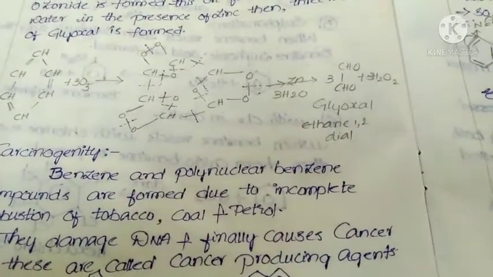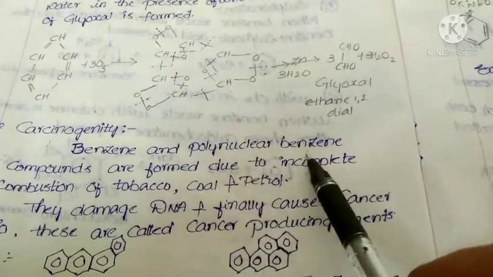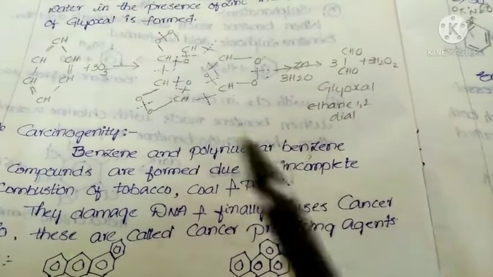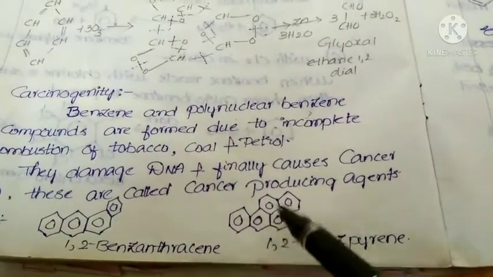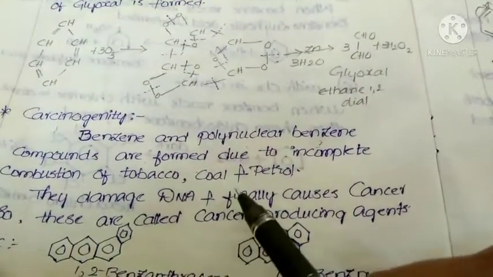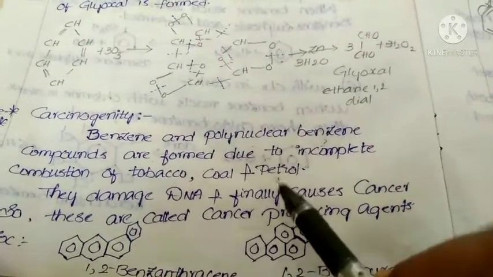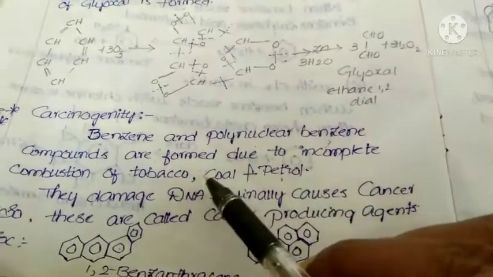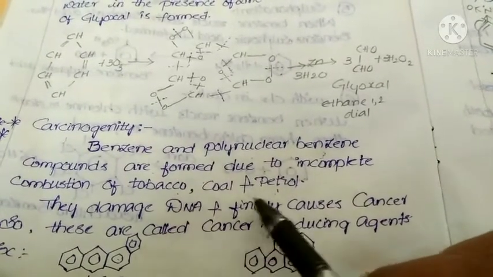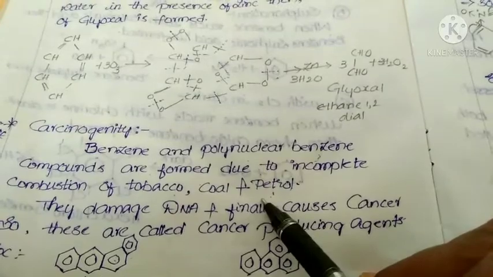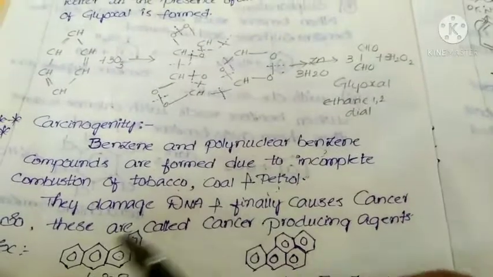Next, carcinogenicity. Carcinogenicity means when benzene and polynuclear benzene compounds, that means compounds containing more number of benzene rings. See, this compound contains more number of benzene rings. Here also more number of benzene rings. These are formed due to incomplete combustion of tobacco, coal and petrol. That means when tobacco, coal, petrol burn incompletely, then these compounds are formed.